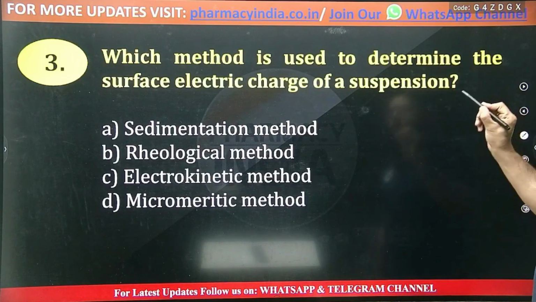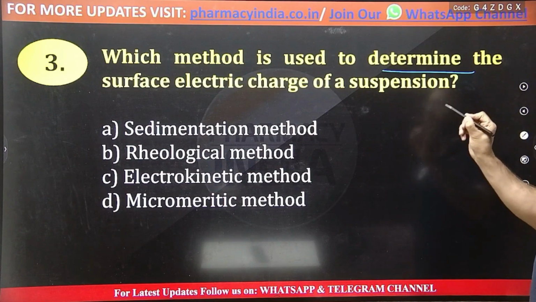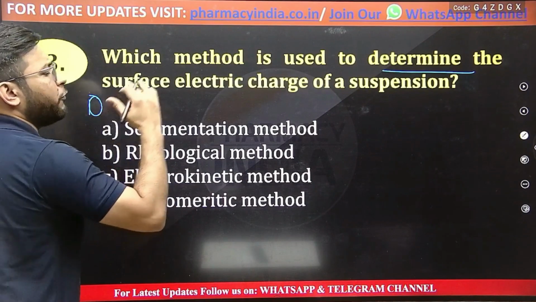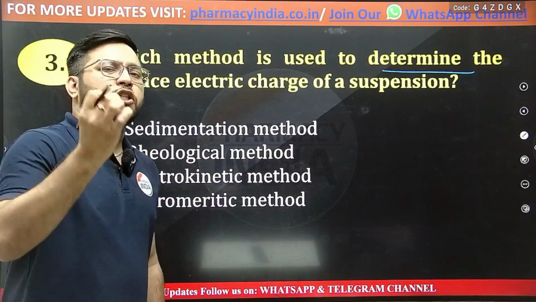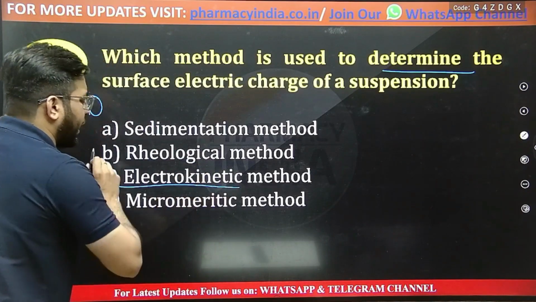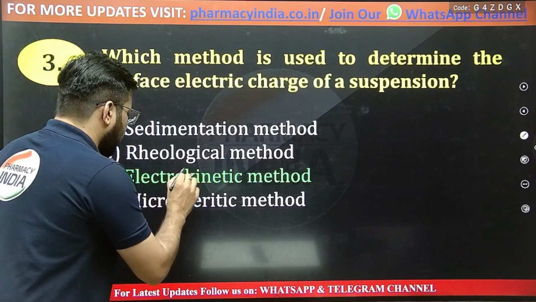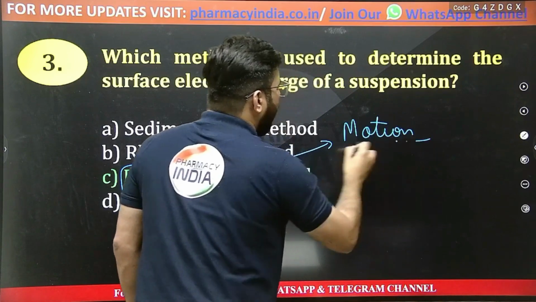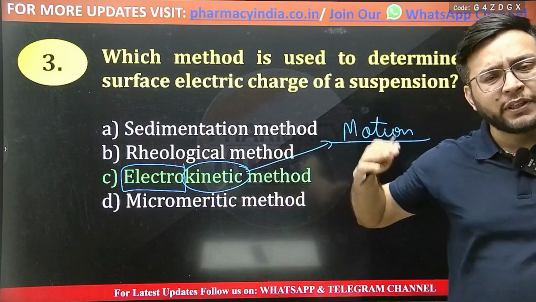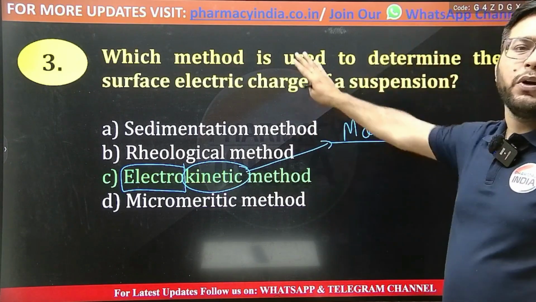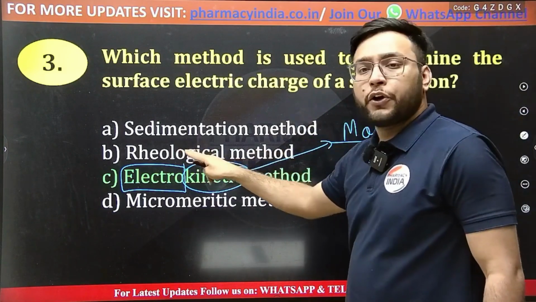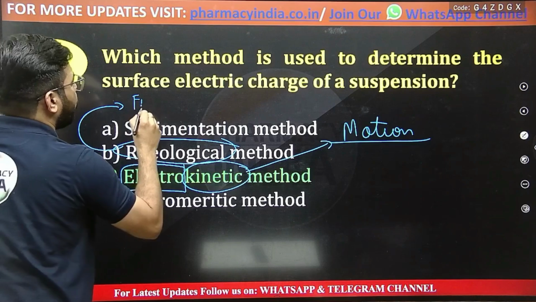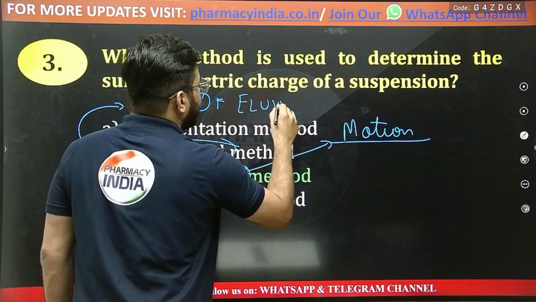Now moving on to the next question. Which method is used to determine the surface electric charge of a suspension? Meaning which type of particle has which type of charge. Whenever we talk about the charge on a suspension, we choose electrokinetic. Electro is all about charge, and kinetic denotes motion, meaning the particles always remain in motion, so they have a charge. With the help of the electrokinetic method, we can tell about the surface electric charge. And with the help of rheology, we can tell about the flow of fluid.